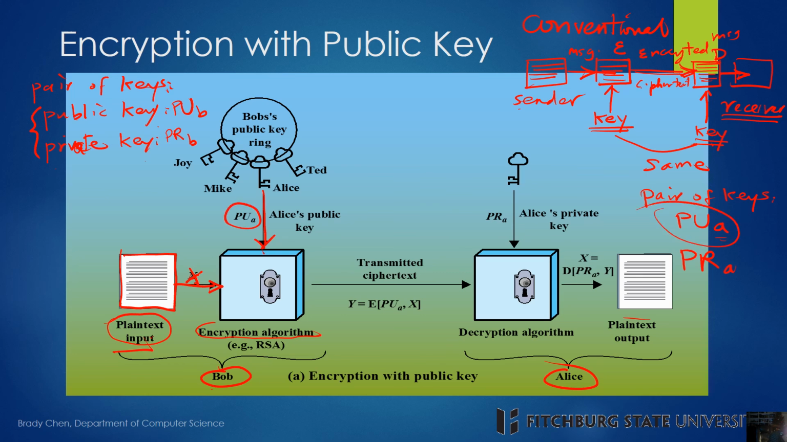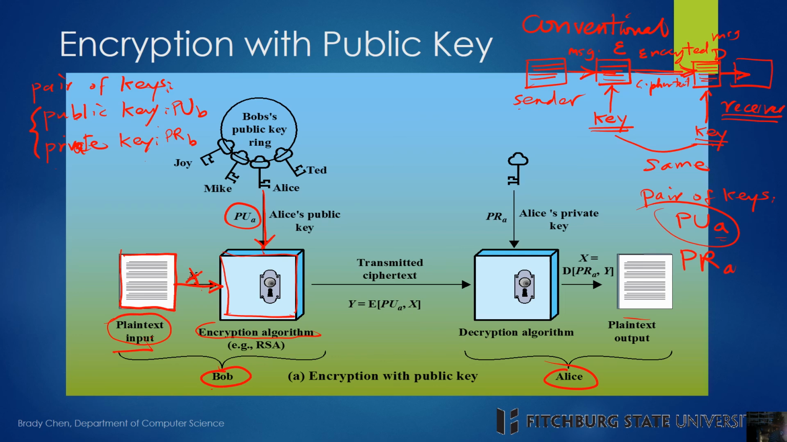Since this is Alice's public key, Bob can easily get that key, because Alice's public key is open to everyone. Same as Bob's public key. It's actually for everyone, so everyone can have access to Alice's public key. So Bob wants to send a plain text message X to Alice. So Bob grabs Alice's public key, combines the plain text message and Alice's public key, and uses the encryption algorithm, the public key encryption algorithm.